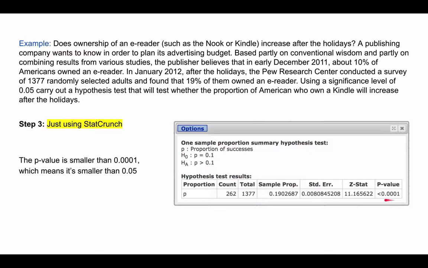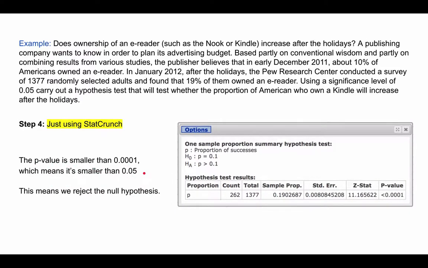And what we're going to do is compare it to our significance level, which was given. Our significance level was 0.05, and we want to know which number is bigger. Now, in this case, our p-value is smaller. 0.001 is smaller than 0.05. So our p-value is not 0.001, but it's smaller than this. And since 0.001 is smaller than 0.05, then we definitely have that our p-value is smaller than 0.05. This means that we reject the null hypothesis. So remember, if the p-value is smaller than your significance level, you reject the null hypothesis.